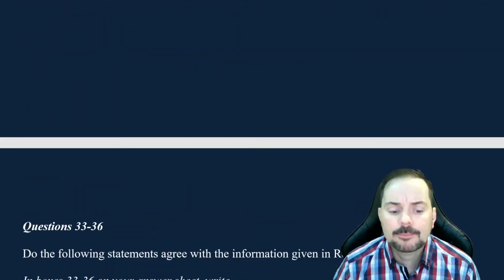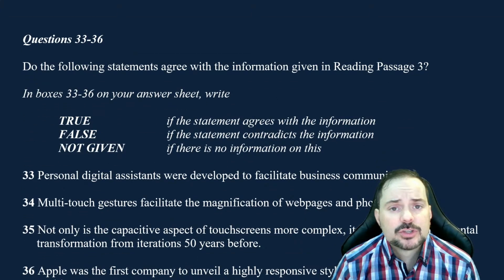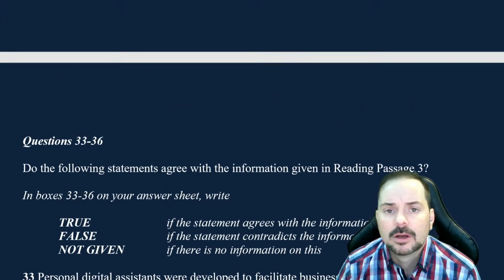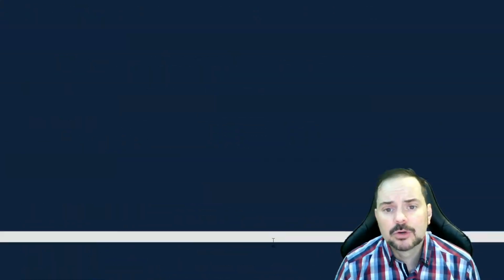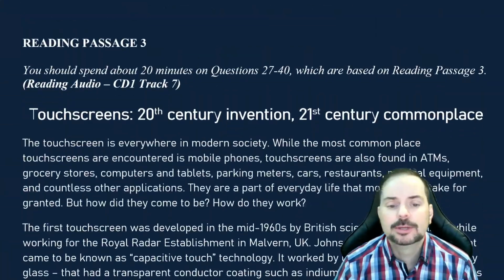Now, the true, false, not given, I don't worry about that right now because I don't know which answers are false or not given, so I don't want to get confused by faulty or unavailable information. So instead of reading those, I go straight for the passage. Straight for the passage. Let's do it.